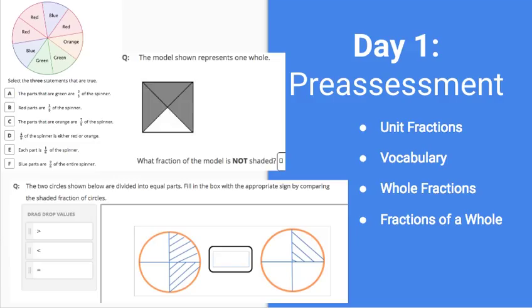Students would log into their LMS and see they have a pre-assessment to complete. This pre-assessment will cover unit fractions, vocabulary pertinent to fractions, problems involving whole fractions, as well as fractions of a whole. The pre-assessment was created using the software Edulastic. This program allows for instructors to create assessments, quizzes, or classwork and assign them to students. It also houses their responses for the instructor to grade and give immediate feedback.